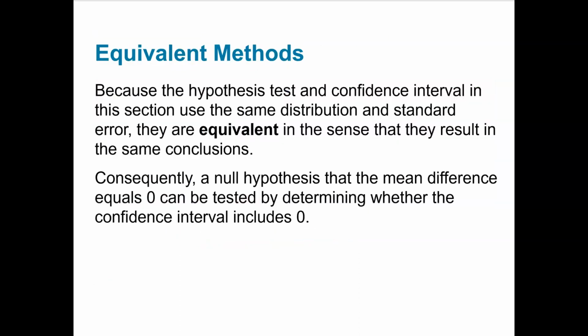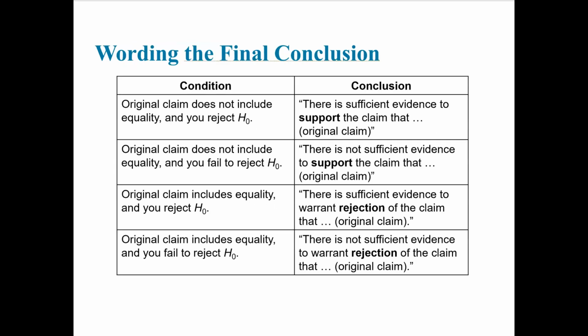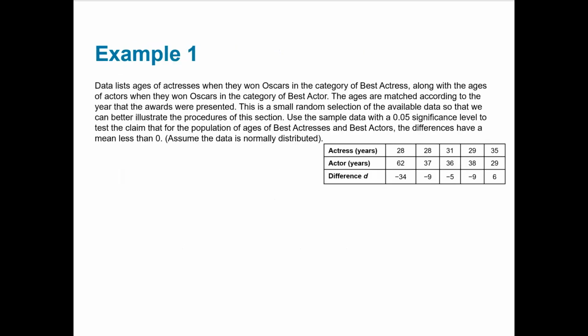So in this section, we're going to see that everything is equivalent. Hypothesis testing and confidence intervals, they're all going to give us the equivalent sense, and so we want to make sure the null hypothesis is that the mean difference equals 0. Okay, and so that way we can determine whether the confidence interval includes 0. We're still wording our final conclusions the same way. Now in this example, I do give the differences just so you can see them, but we'll assume that we actually don't have those values.